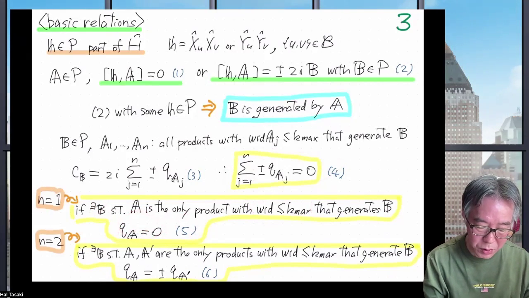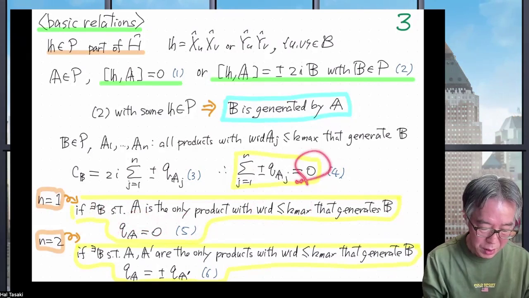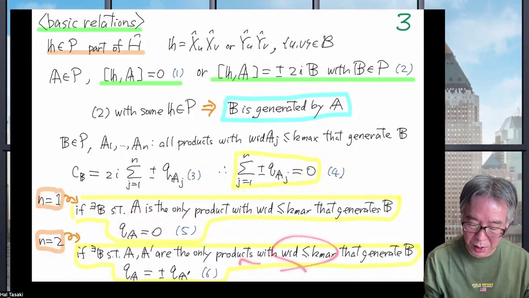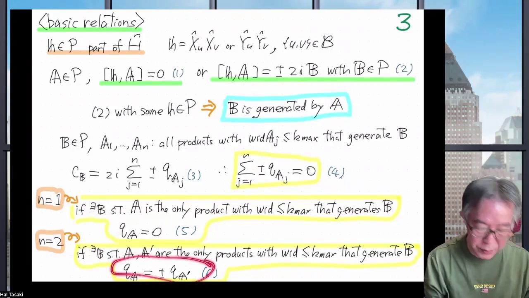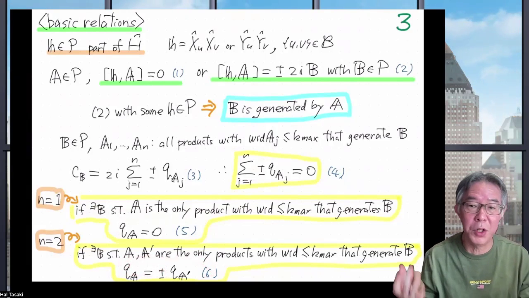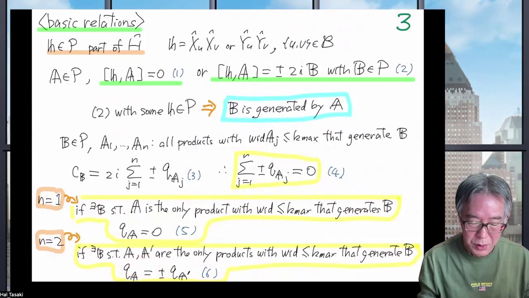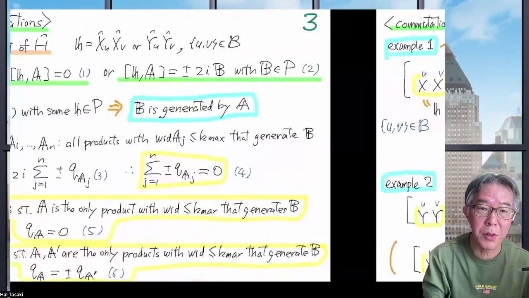And if you set n equal to 2, then you have two A's, and if you sum them, you get 0. So what you get for n equal to 2 is this. This is again also very important. If there's B such that A and A prime are the only products with this condition that generate B, then the coefficients of these two must be related like this. Of course, you can again compute this plus or minus sign. We do it later, but for the moment, this is enough. This is a very simple but important observation.